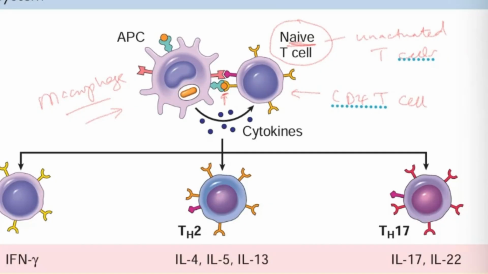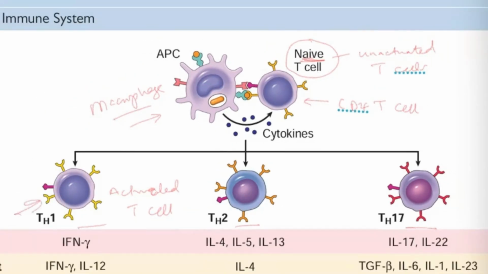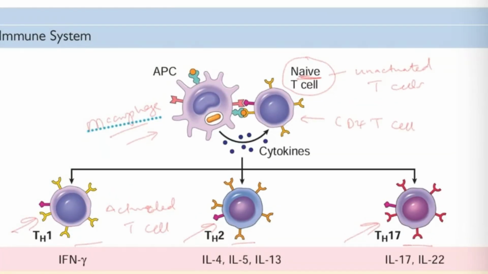It has not yet encountered an antigen. Now, after this interaction with an antigen, it becomes activated. So these are all activated T cells. All these ones you are seeing here, they are all activated T cells. But before that, in the absence of an antigen presented to it, it's called a naive T cell.